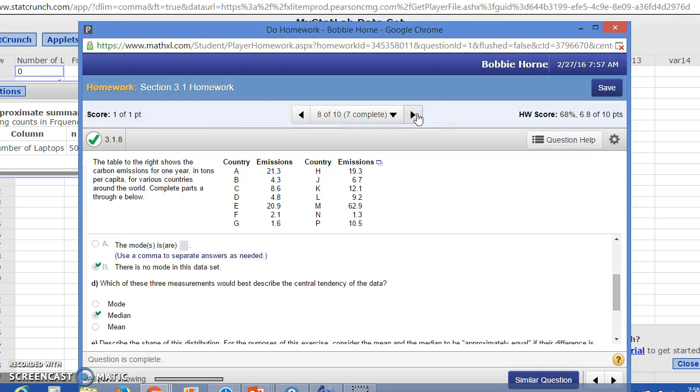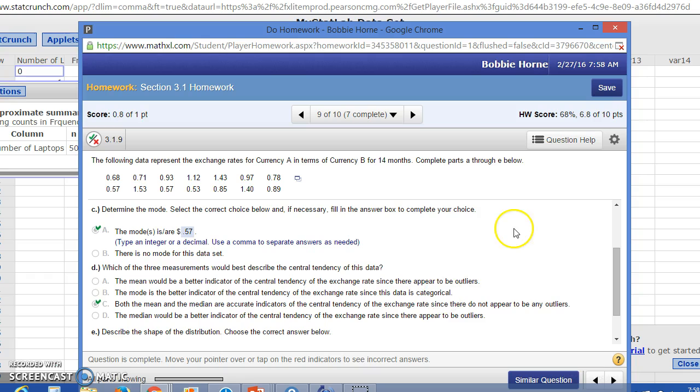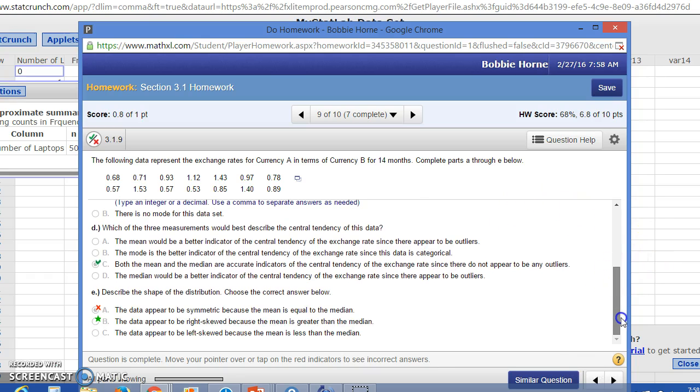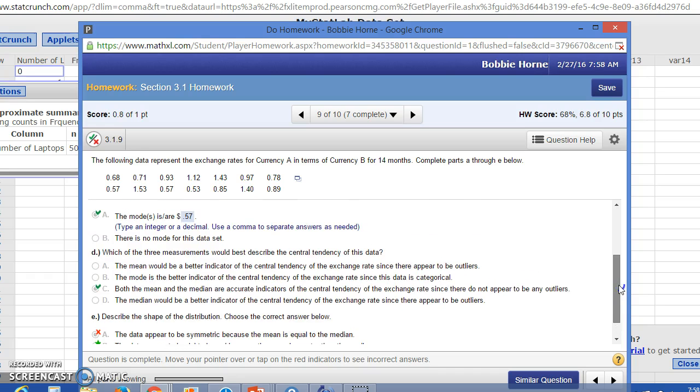Okay, on number 8, same. It's going back to the same thing we were doing before. I believe number 7 is the only one that's a little different. Number 9, it is the same thing, okay?